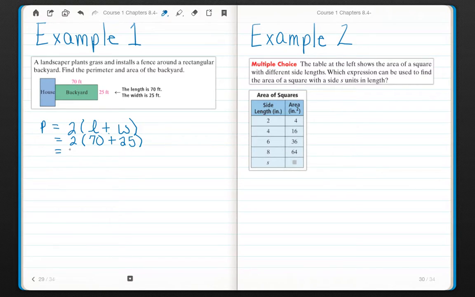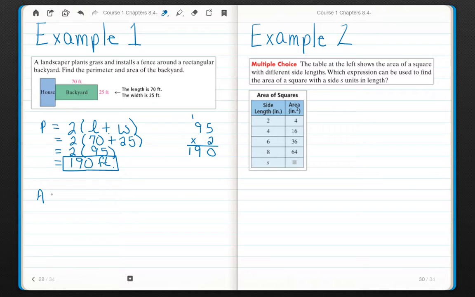Show all of your steps. 70 plus 25 is 95. And 2 times 95. Now I'm going to come over to use my scratch paper. 2 times 5 is 10. 18, 19 equals 190. Don't forget your units, feet. So the perimeter of the backyard is 190 feet.